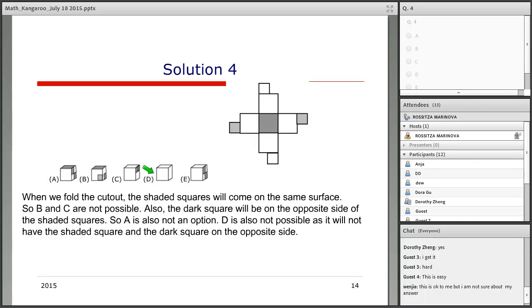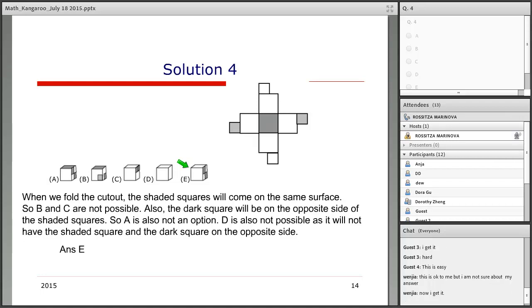So if you see over here, it's only two sides which we are not able to see. And if the two sides will have the dark shade and these two small squares, then they are not on the opposite sides. So D cannot be the option. So the last option which remains over here is the option E, wherein if you see over here in the E, where you see my pointer, the two small squares are on the same surface and the opposite surface will be having the dark square. So the answer is E.